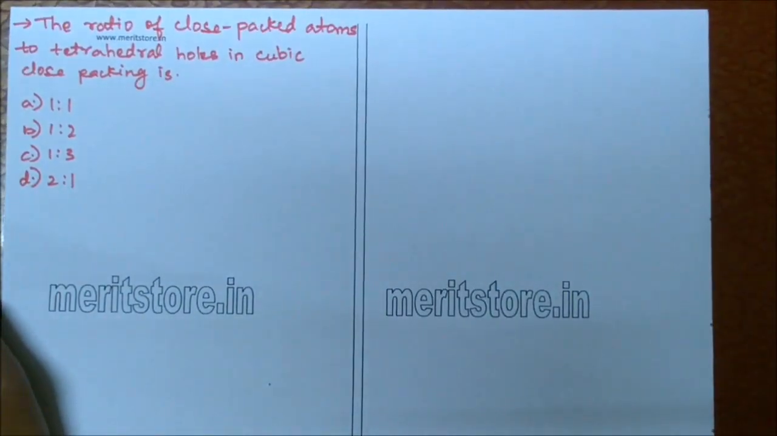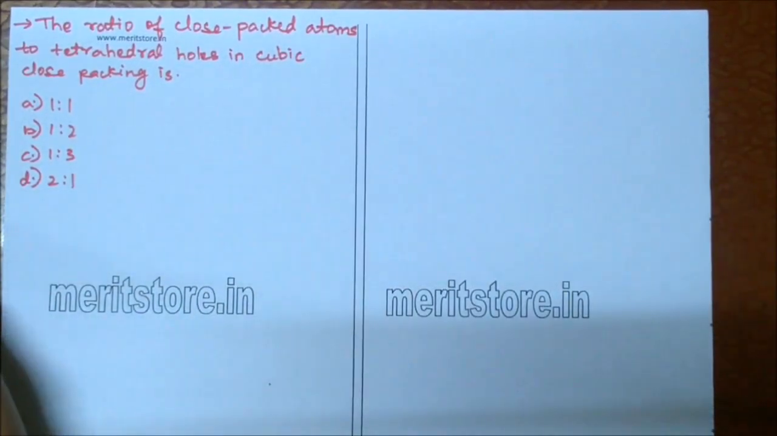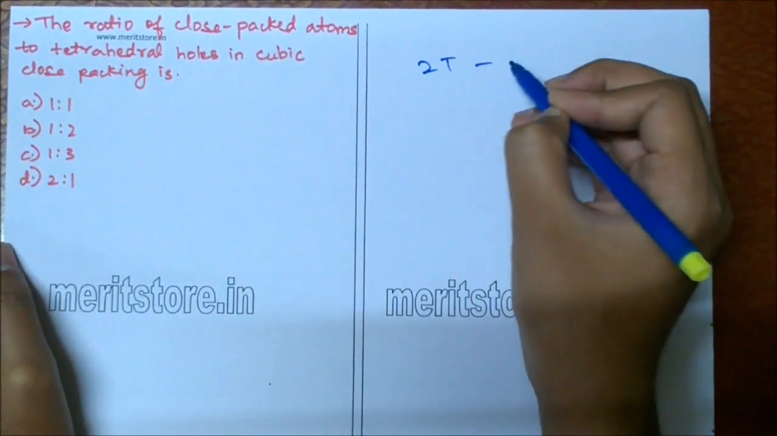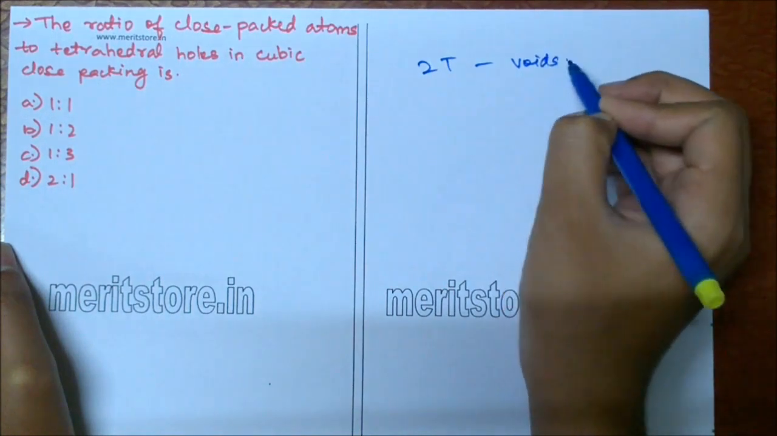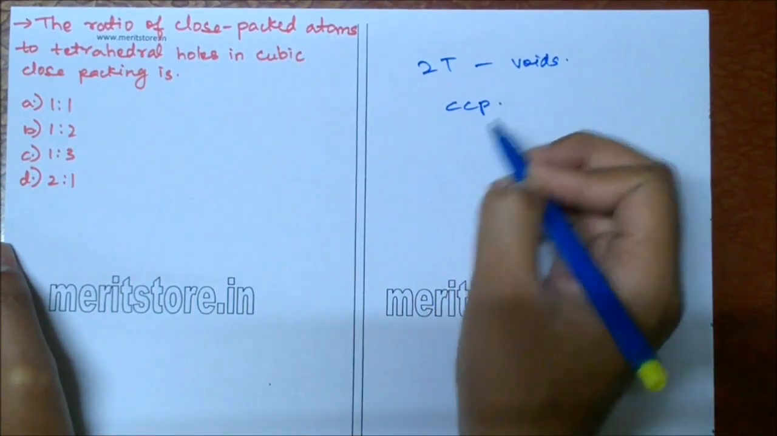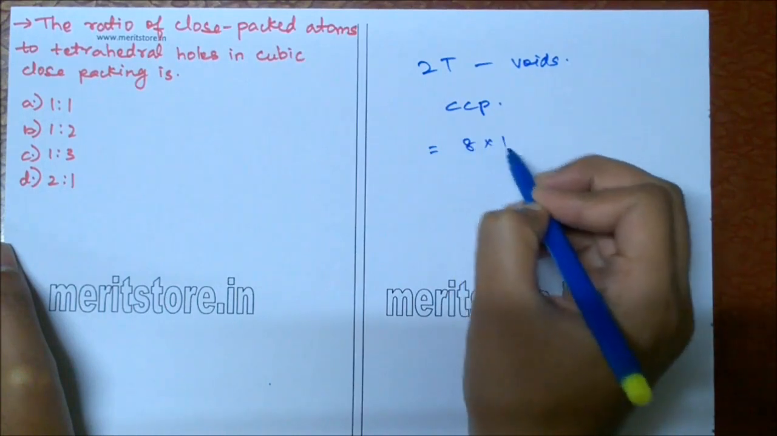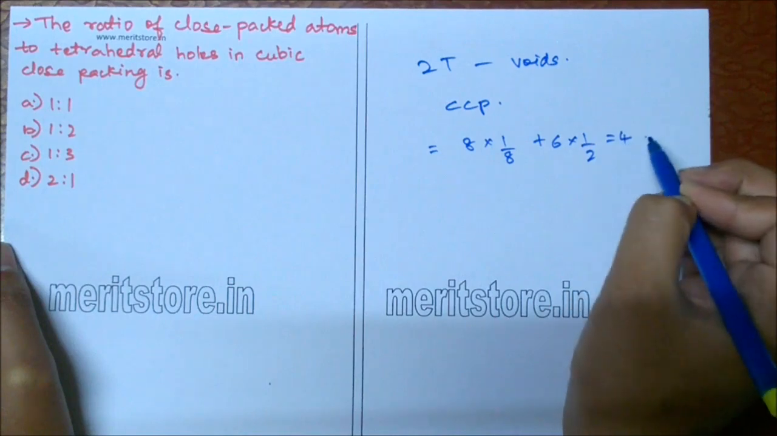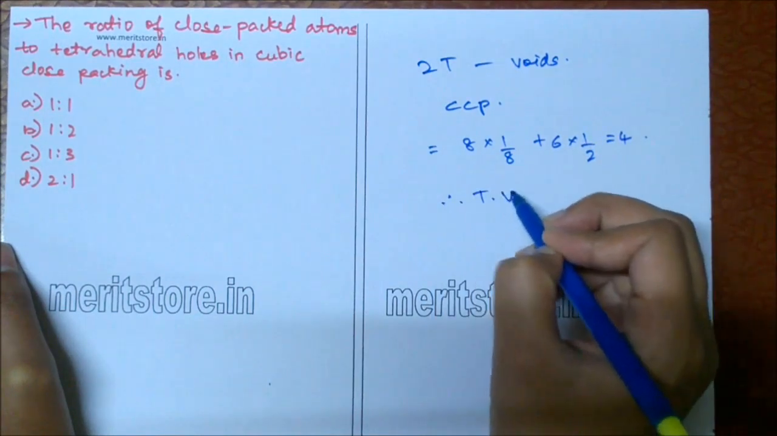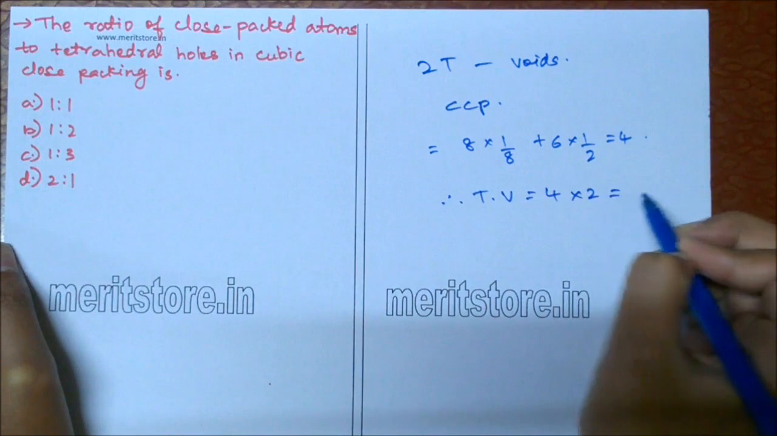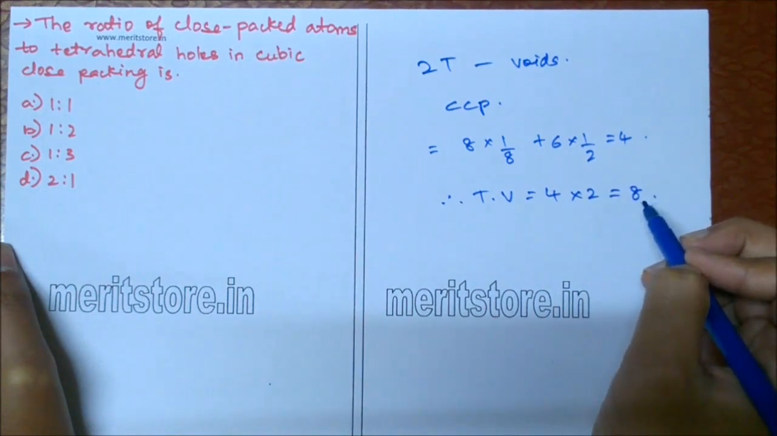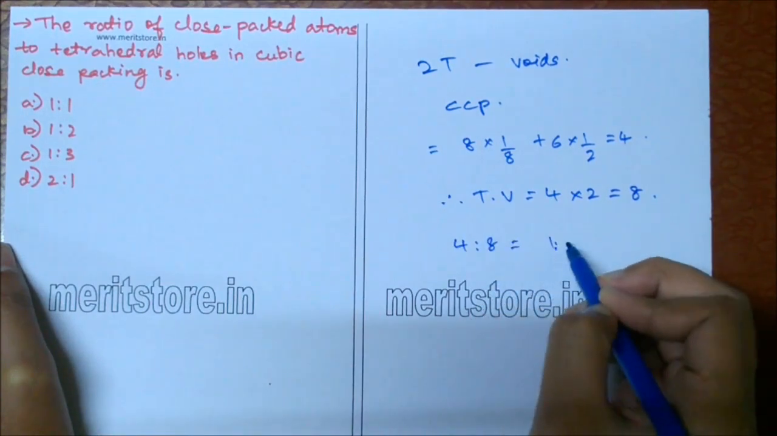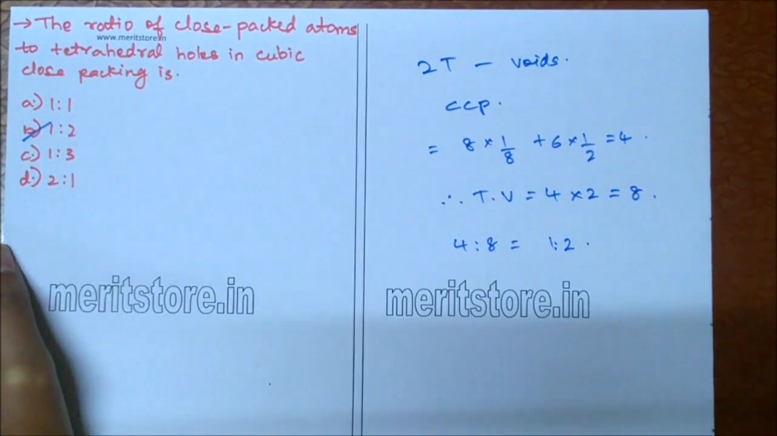The ratio of close packed atoms to tetrahedral holes in cubic close packing is: every constituent has 2 tetrahedral voids. In a CCP lattice, the atoms can be written as 8 × 1/8 + 6 × 1/2 = 4. Therefore, the tetrahedral voids equal 4 × 2, which is 8. Thus, the ratio becomes 4:8, which is equal to 1:2. So option B is the correct answer.